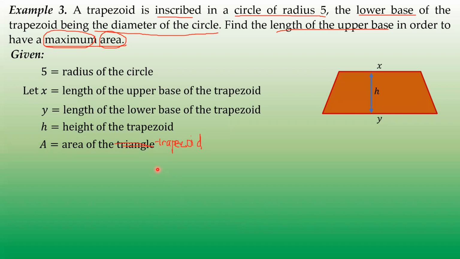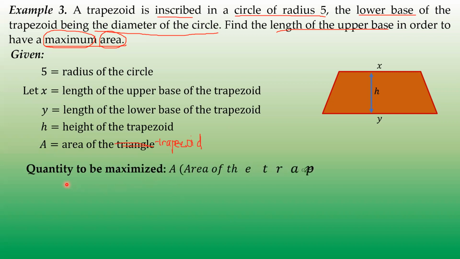Tuloy natin. So, now, we have our quantity to be maximized, which is A, or the area of the trapezoid. Yung kasi ang sabi sa problem, to have a maximum area. So we're going to find the length of the upper base. Ang upper base ay yung sa trapezoid para ang trapezoid ay mayroong maximum area. That's why our quantity to be maximized is the area or A, area of the trapezoid.